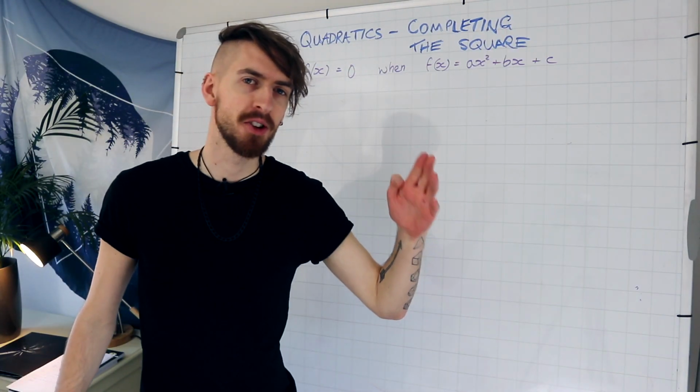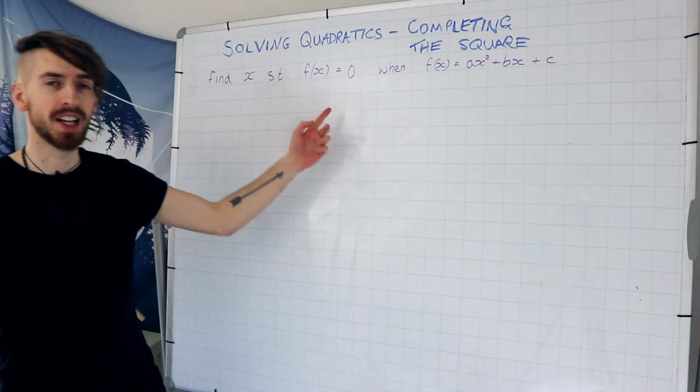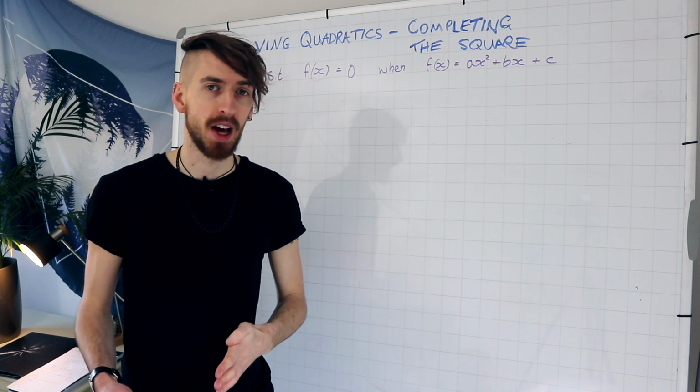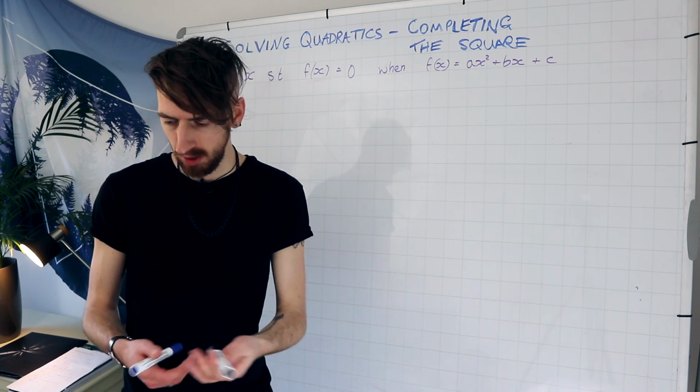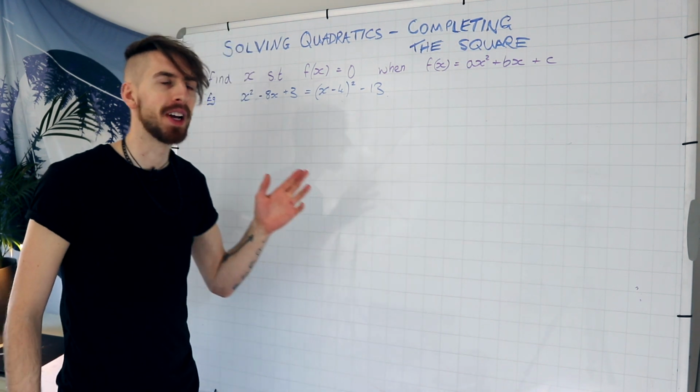Right then, so we're back on to solving quadratics, and what that means is same as last time. When your quadratic is equal to 0, what values of x make it work? Now completing the square is when, let me just write a quick example of what one is. This is an example of completing the square.